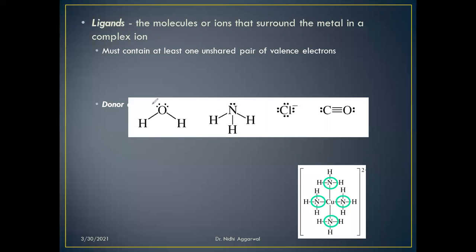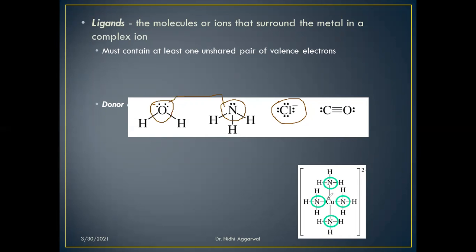For example, the first example is of water, where oxygen is carrying a lone pair of electrons, so it acts as a ligand. The second example is of ammonia, where nitrogen is carrying a lone pair of electrons, so it will again act as a ligand. Both of these are examples of neutral ligands. The third example is of chloride ion, which again has a lone pair of electrons, and in addition it also carries a negative charge. So it is an example of an anionic ligand.